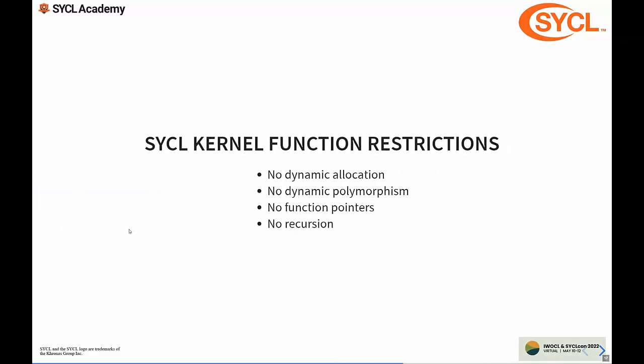Now the limitations about kernel functions. Inside the kernel scope, you cannot do dynamic allocation. Dynamic polymorphism is not supported, no function pointers, and no recursion. No exceptions as well inside the kernel function.